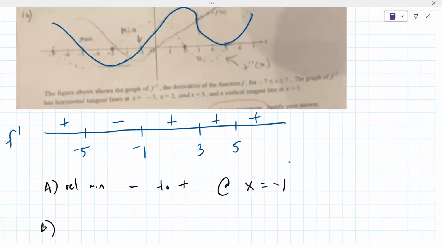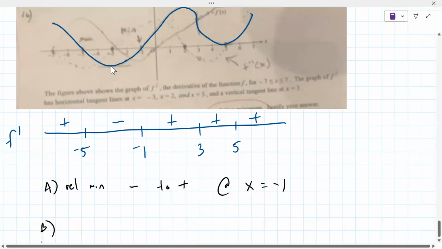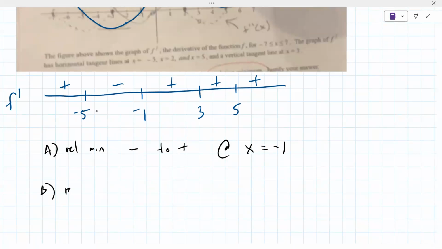Remember, you're looking at the derivative, so it's different than the original function. We're talking about a min of the original function. So this is not a min. It's a minimum whenever it crosses the x-axis, as long as it goes from minus to plus. When it crossed here, that's the max. And that's what B asks.